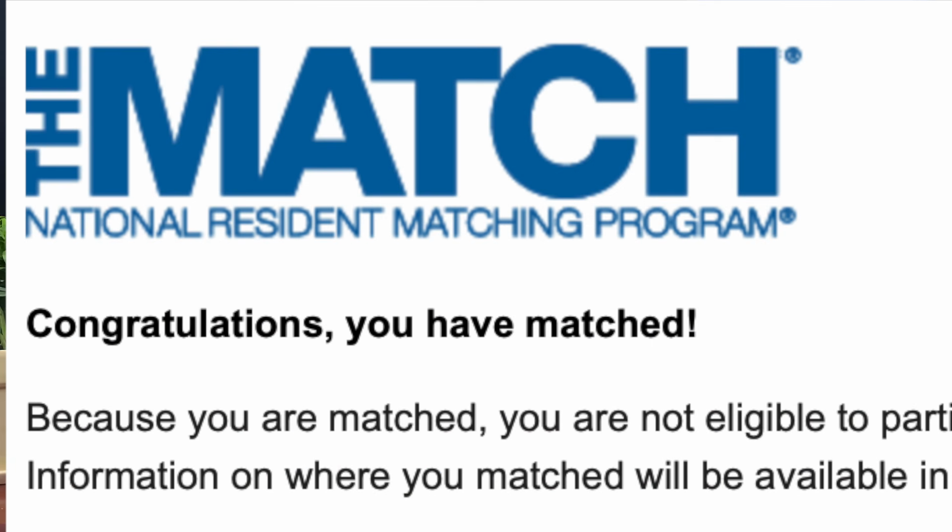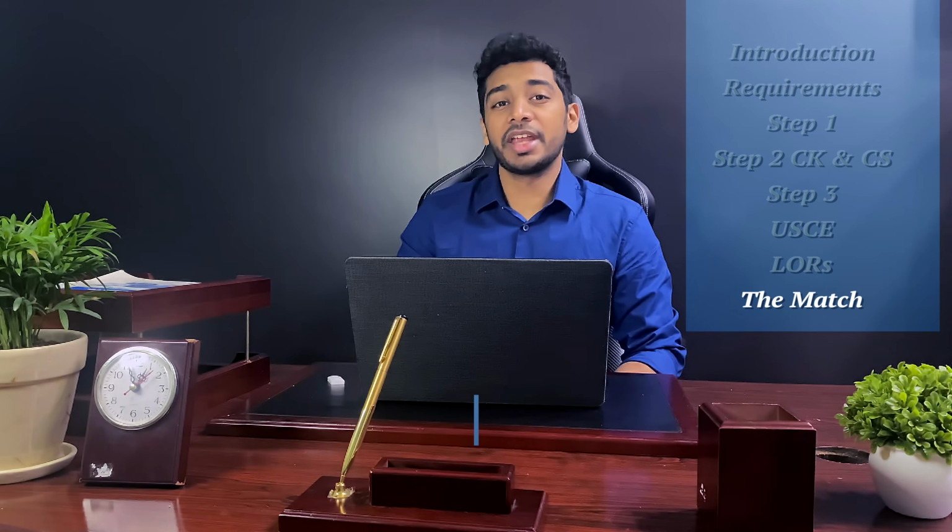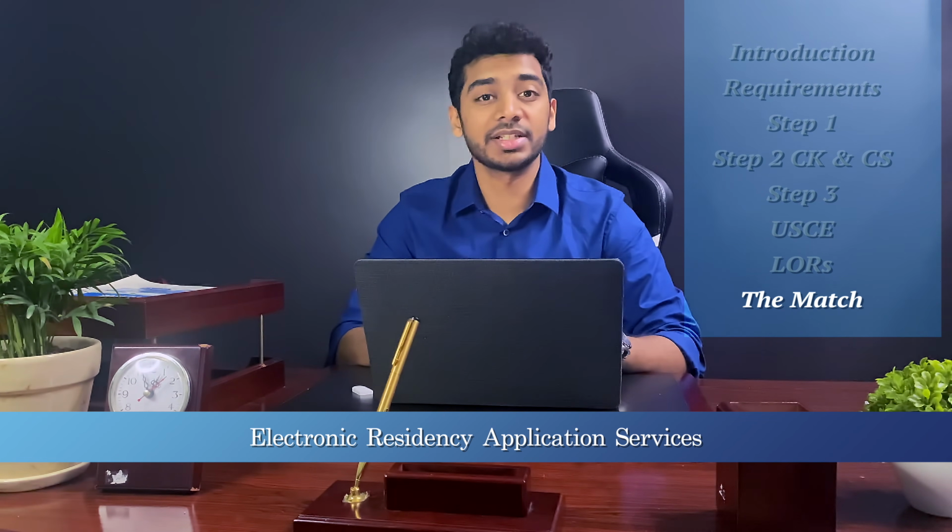Now let's talk about the match. The match is done by the NRMP, the National Residency Match Program. So essentially, you're allowed to submit your application in September of any given year. And by September, you want to make sure that you have everything including your ECFMG certification. You submit your application into a program called ERAS. ERAS stands for Electronic Residency Application Service.